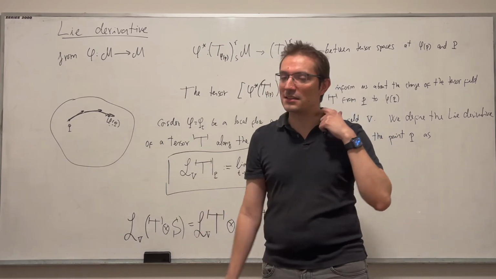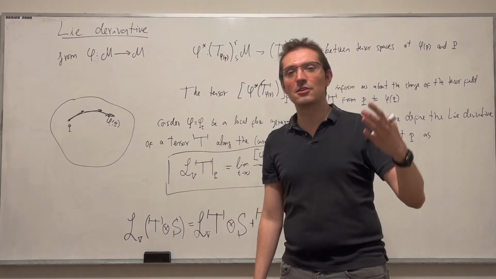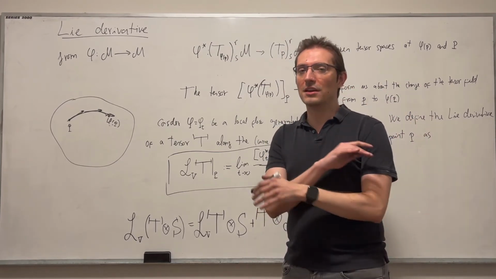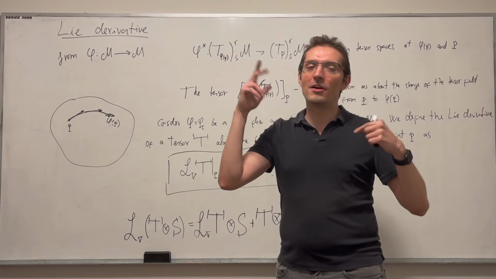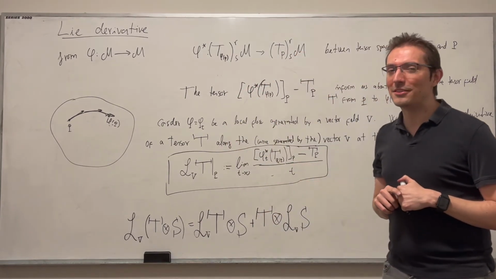If you have a tensor that is 3 times covariant and 4 times contravariant, the Lie derivative will still be 3 times covariant and 4 times contravariant. So it doesn't change the covariant and contravariant nature of the tensor. Let's learn how to compute Lie derivatives.